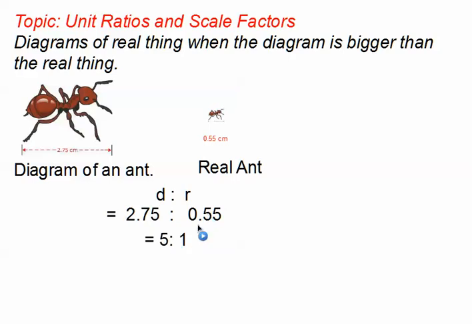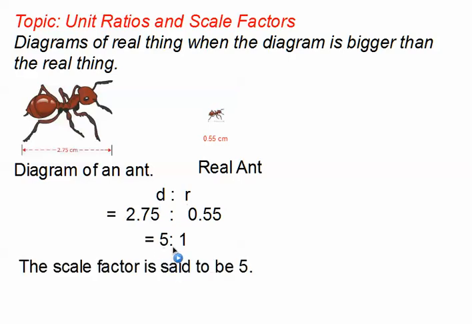0.55 divided by 0.55 obviously is 1. 2.75 divided by 0.55 is 5. So the ratio of the diagram to the real here is 5 to 1. Or sometimes we say the scale factor is 5. The diagram is 5 times the size of the real thing. Or any measurement in the diagram is 5 times what it is in the real thing.